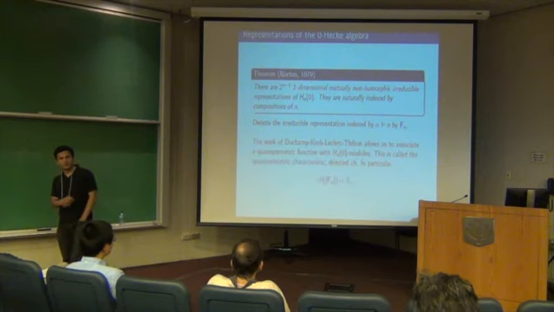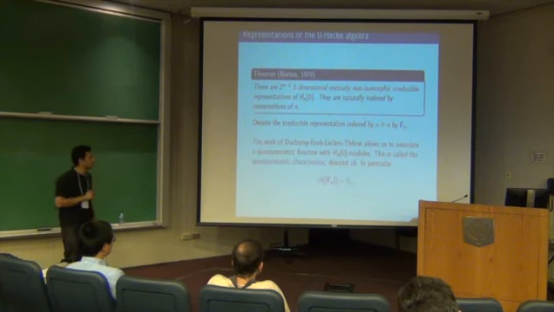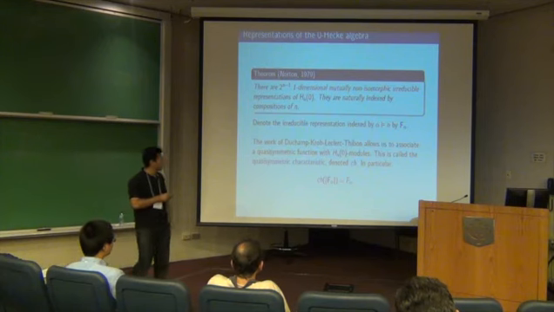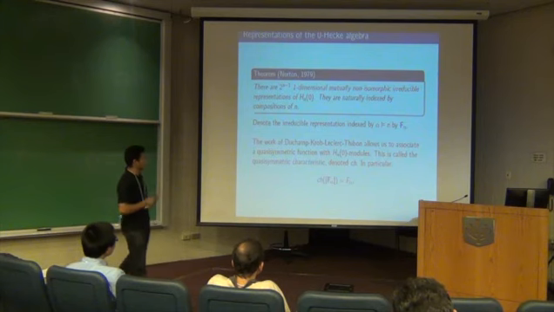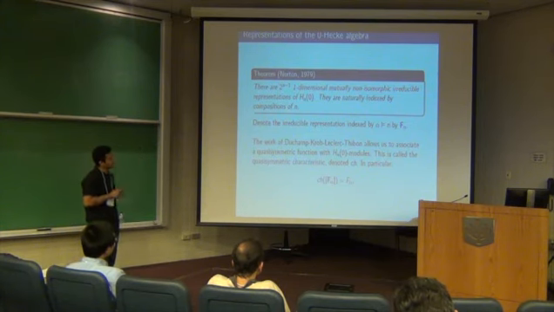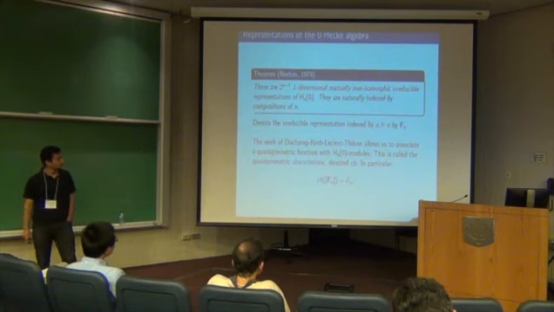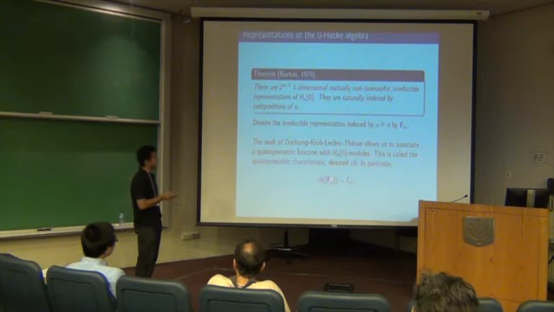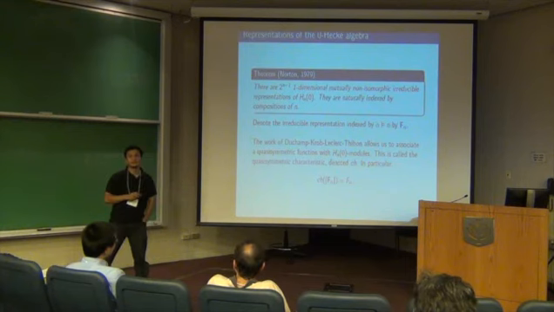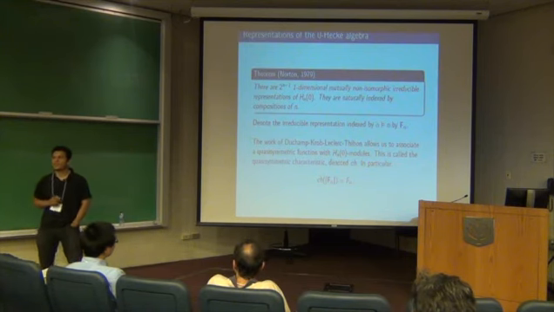And the work of Duchamp, Krob, Leclerc, Thibon allows one to associate a quasisymmetric function with any zero-Hecke module. And this function, it's called the quasisymmetric characteristic, and it's denoted by ch. And for this irreducible representation up here, the map ch basically takes that module to the fundamental quasisymmetric function indexed by alpha.